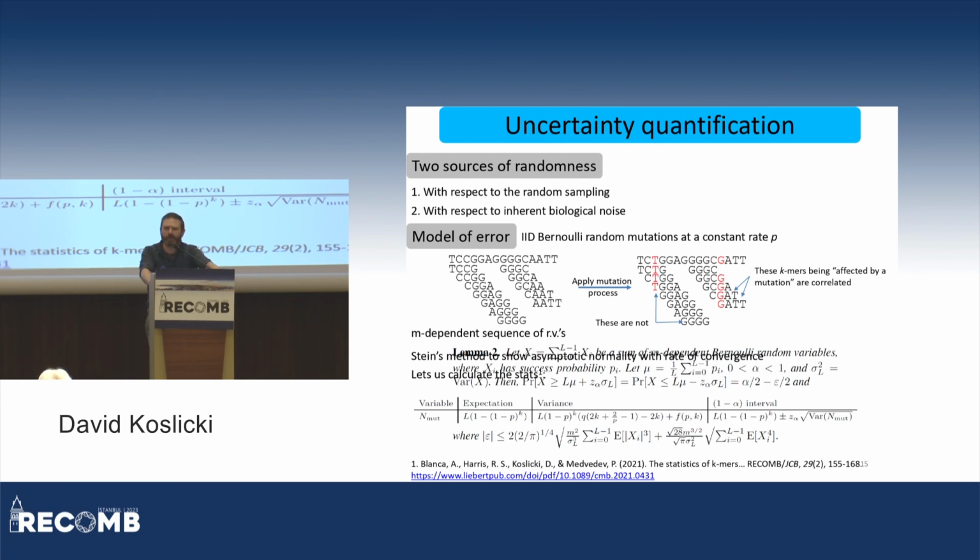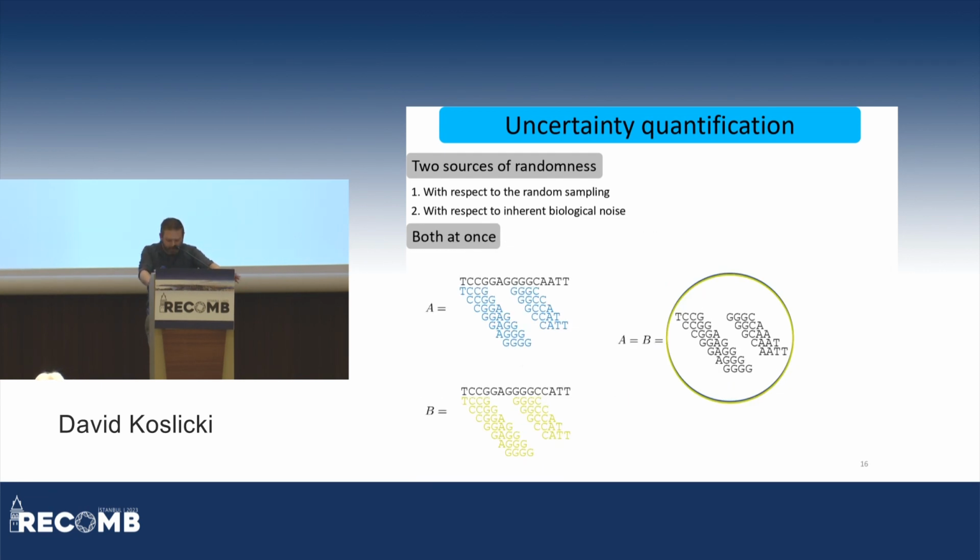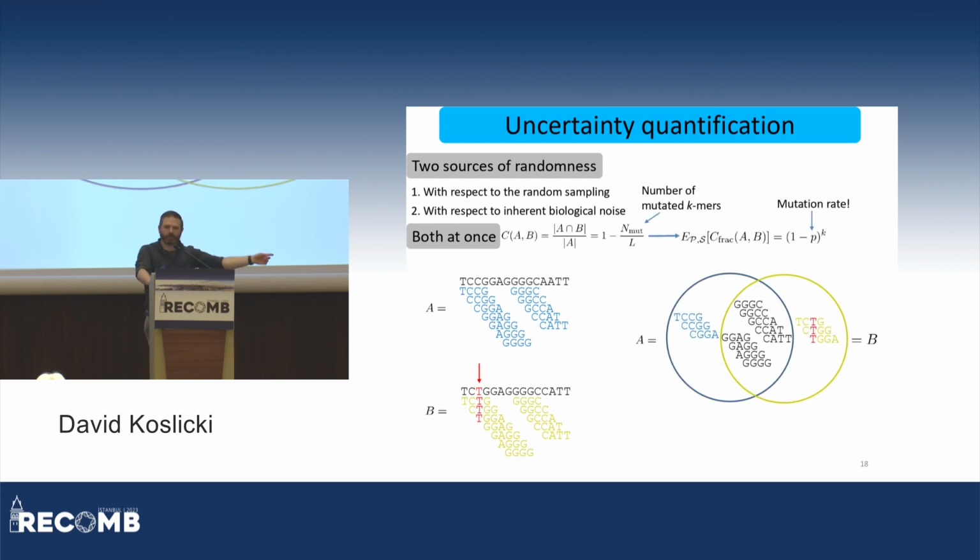Okay, how does that help us with FracMinHash? Let's go ahead and do both sources of randomness at once, and see how these mutations affect our FracMinHash and containment index. Here I have two identical sequences. I'm going to color the k-mers differently, and you'll see why in a minute. Right now these two are the same exact set, so they overlap completely. But if I introduce a mutation into my second sequence, like right here, notice it affects multiple k-mers, and all of those get kicked out into the symmetric difference.